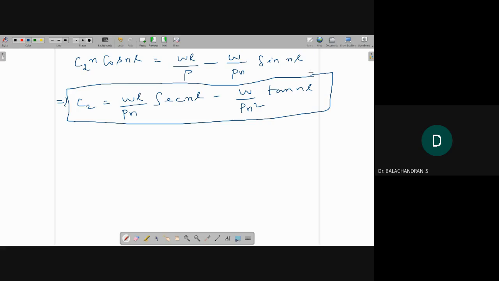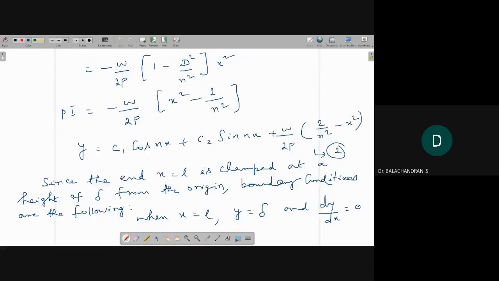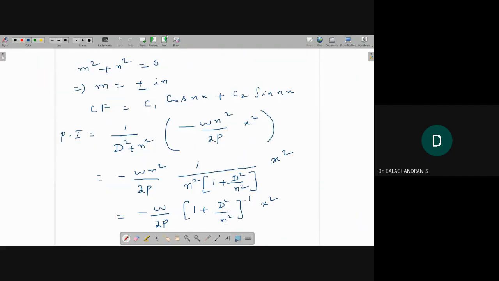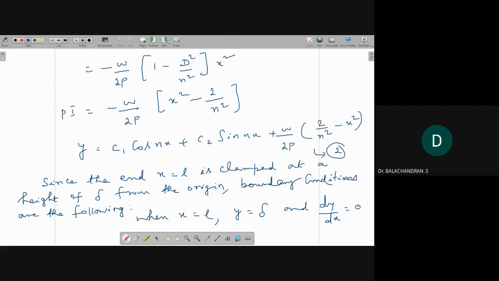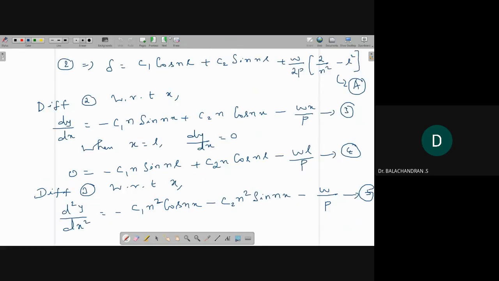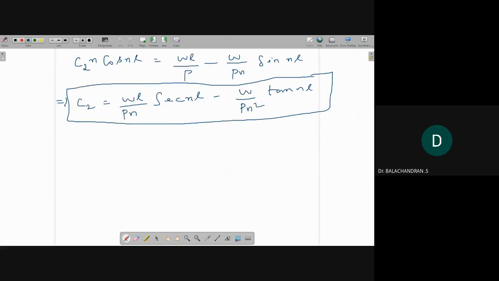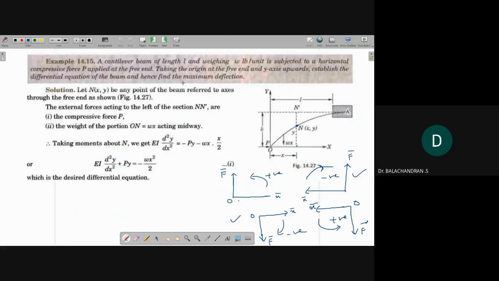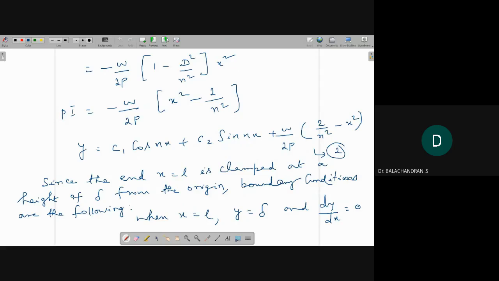Okay. So now the question, what are they asking? They are asking we need to find the maximum deflection. So the question is whether we need to substitute the value of C1, C2 in which equation, either 2 or some other equation, or you tell how to find the maximum deflection. How to find the maximum deflection?